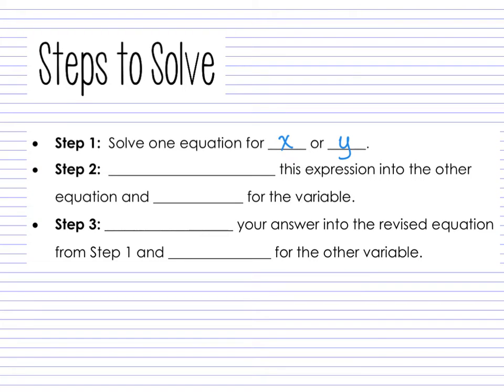Step two is to substitute this expression into the other equation and solve for the variable. So whether you've solved for x or y, you're going to take that expression and put it into the other equation, wherever that x or y is. Once you do that, and once we do a couple examples, you'll see it, there's only going to be one variable in that whole equation then. We're going to isolate that variable and solve for it, so that it's equal to a number. We're not going to know what that number is yet.